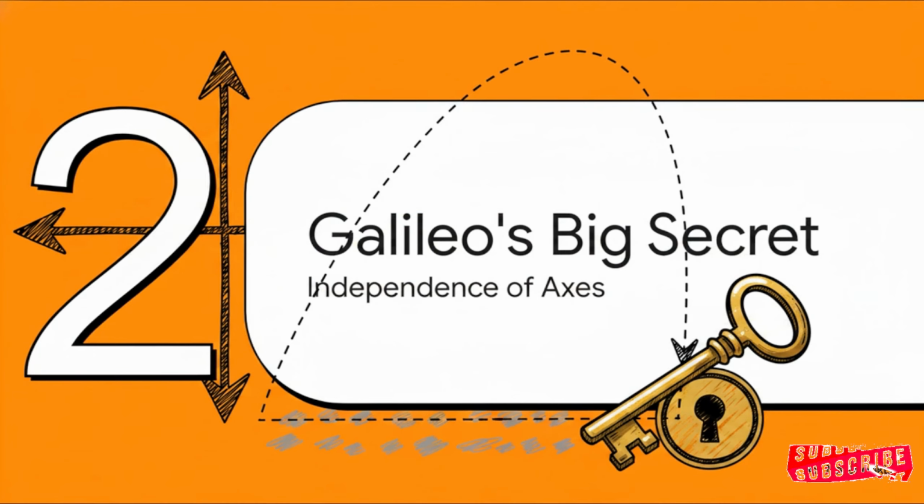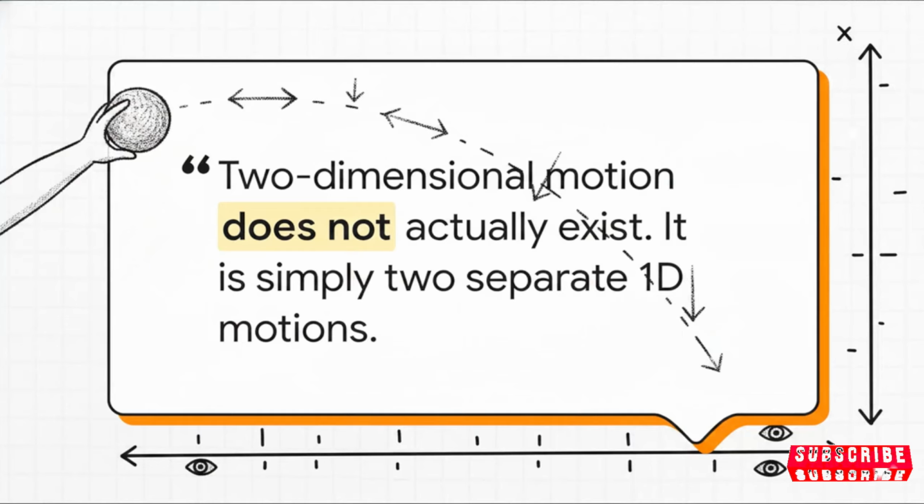Moving right along, let's dive into Section 2, Galileo's big secret. So here is a wild, provocative thought from Galileo that literally changes how we view objects in flight. He realized that when you throw a ball, the horizontal forward motion and the vertical falling motion have absolutely zero effect on each other. None. The horizontal axis is completely blind to what the vertical axis is doing, and vice versa. It's like they're living in two totally different worlds.